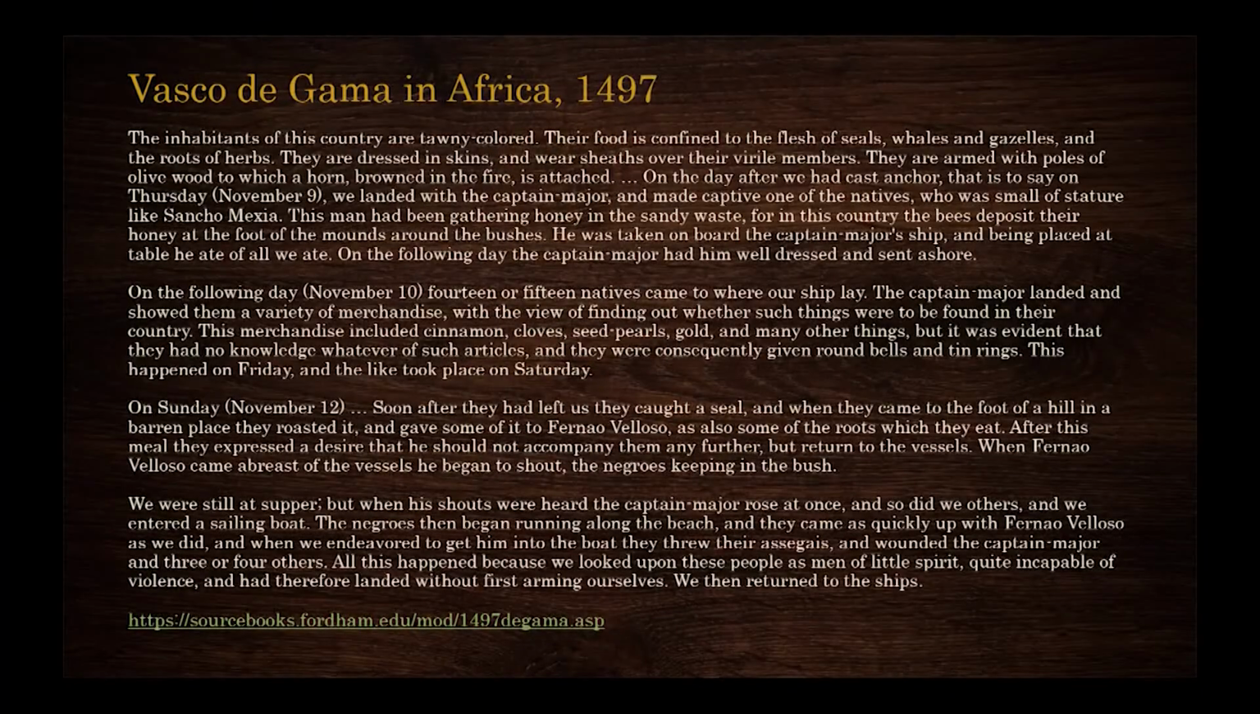So Vasco da Gama in Africa, 1497. So Columbus isn't the only person exploring at this time, as we know. Tell us about this one. Who had this one? 2 people? This side of the room. All right. So how does this shed light on this time period? How does it maybe relate to Columbus's possible attitudes for the Indians?